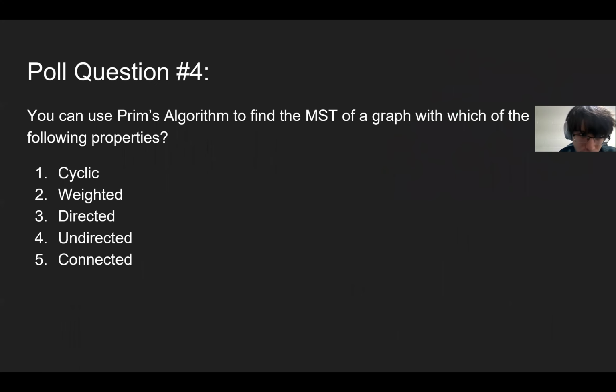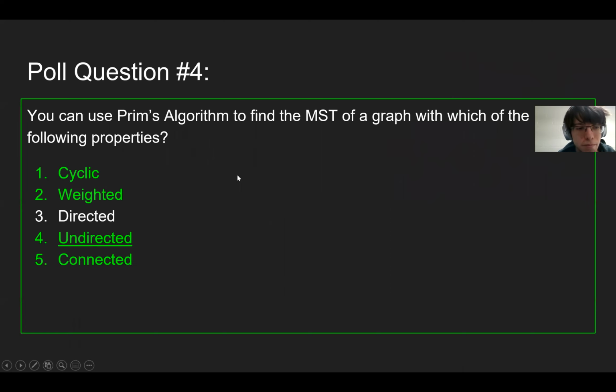So, poll question. I'm going to try and go kind of fast because we're almost out of time, so I'll talk about Kruskal's pretty quickly. You can use Prim's algorithm to find the MST of a graph with which of the following properties? You can pause if you want. I'm going to go over it. The answer is almost all of these.